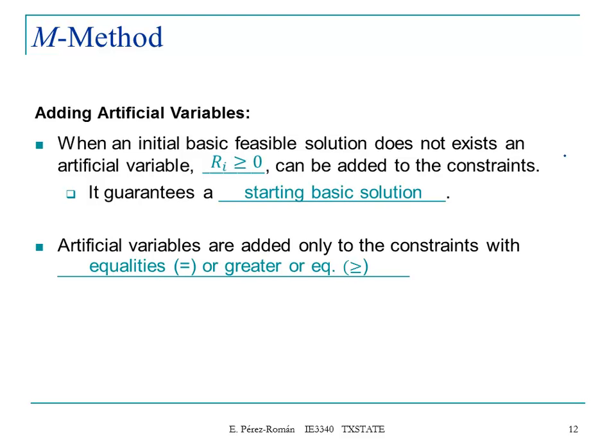And you see why we don't need to add those artificial variables to those constraints where we already have the slack variable, because you already have a positive one, and that can be part of your initial basic feasible solution. But if you have a negative number, that would not be part of your initial solution. So that's why we need to add those artificial variables to our constraints. Can I go to the next slide?